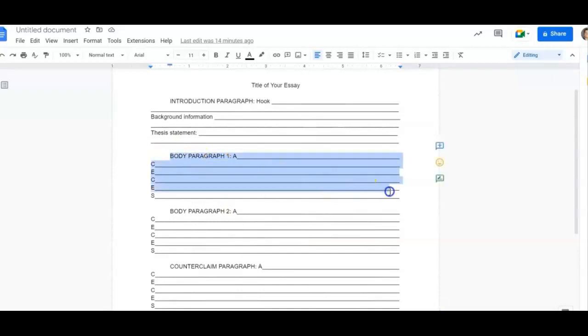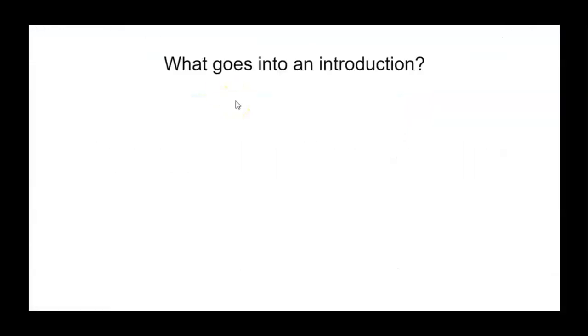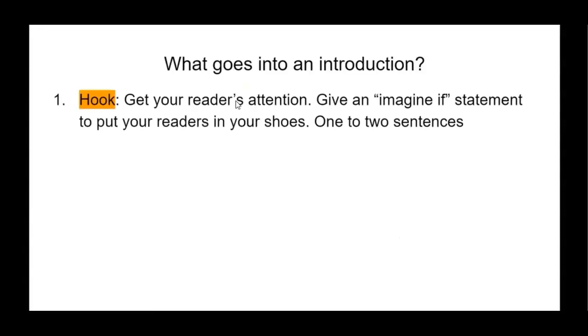Okay, so what we've been working on is just the ACES paragraphs, one single paragraph. Now we're going to work on the introduction and then move into creating a full essay and putting it all together. So what goes into an introduction paragraph? There's 3 things. First of all is the hook.